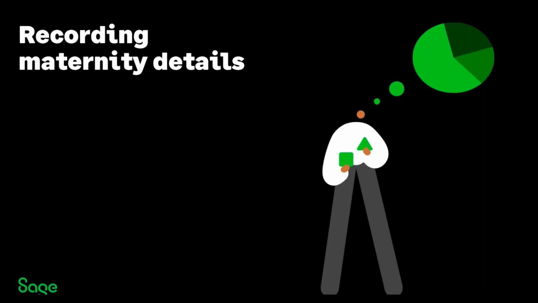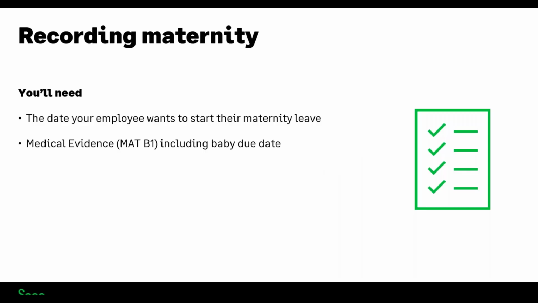Thank you very much for that, Duncan, and good afternoon, everybody. Let's move on to recording maternity then. There's two main things you're going to need for this. The first one being the date your employee wants to start their maternity leave. And you'll also need medical evidence, which is usually the MAT B1 form.